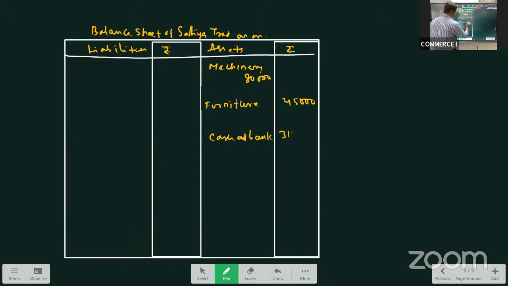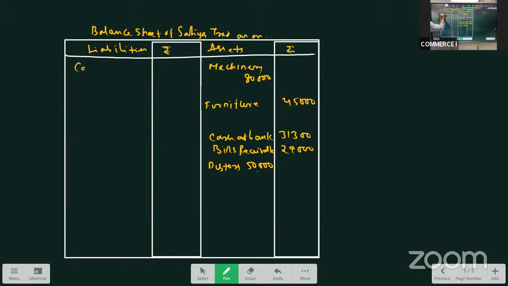Cash at bank is 31,300. Then opening stock and bills receivable 29,000. Debtors, we have a provision. I'm writing in the inner column. We have created a provision of 5%. Then audit fees, carriage, factory rent, all done.